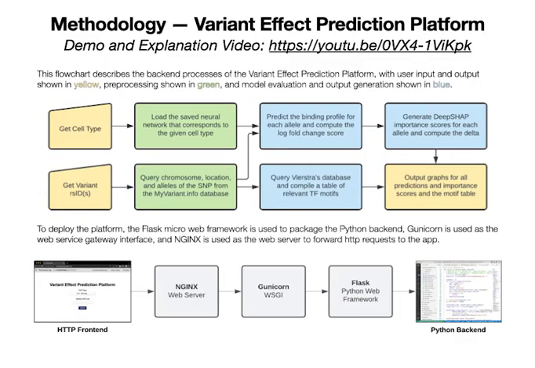Lastly, I developed a production-ready variant effect prediction platform. Given a variant and cell type, it uses the model to generate model predictions and importance scores for both alleles, then calculates the difference, displaying all of these figures for the user. To assist in variant interpretation, the platform also provides a list of all relevant TFs for the given location.